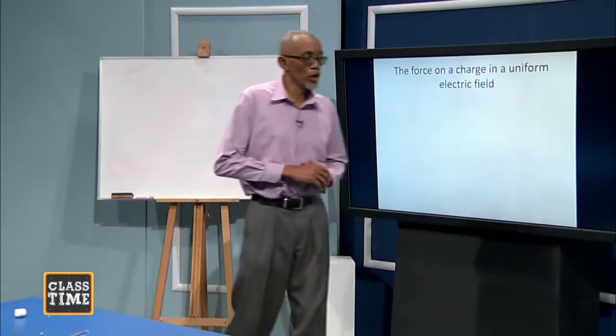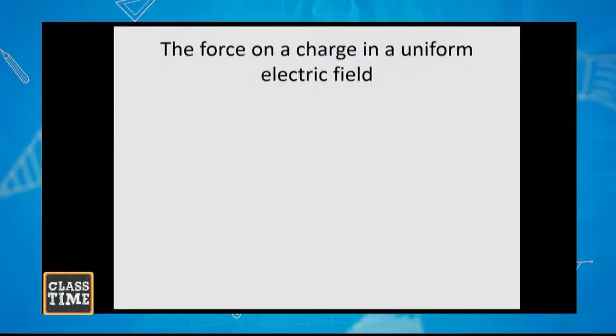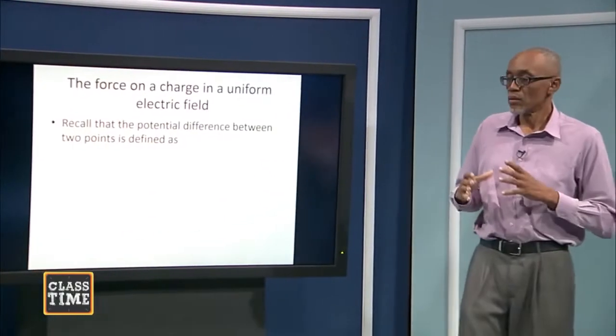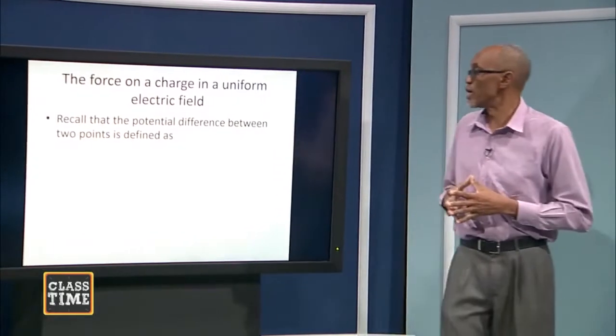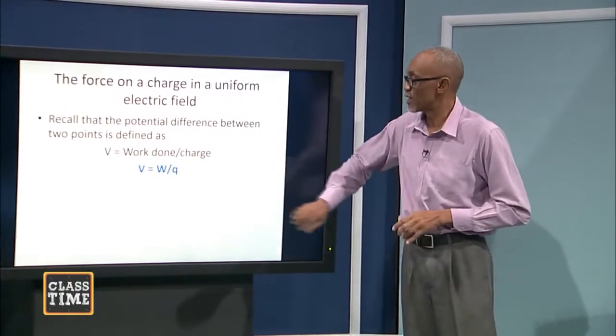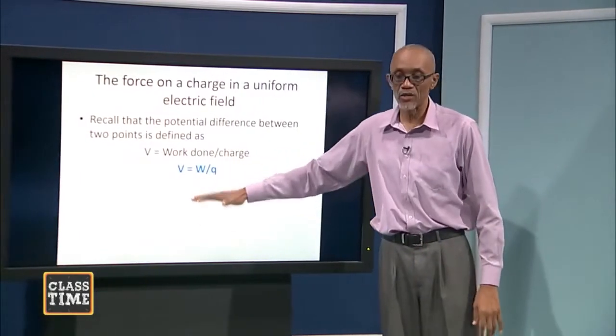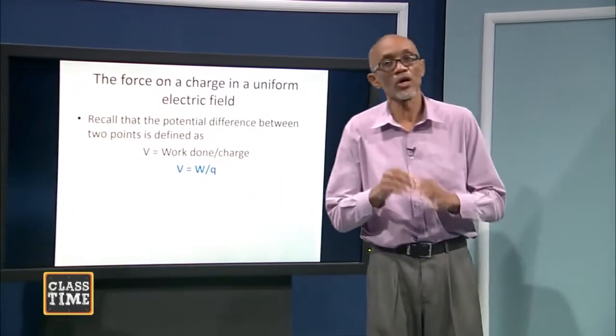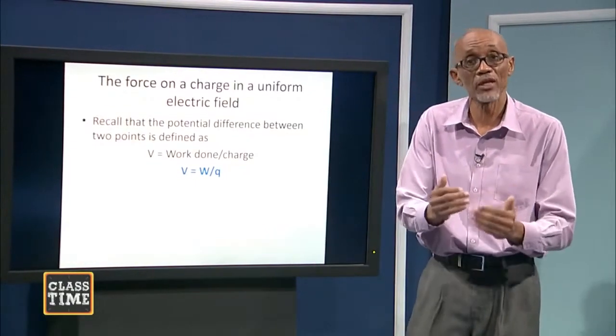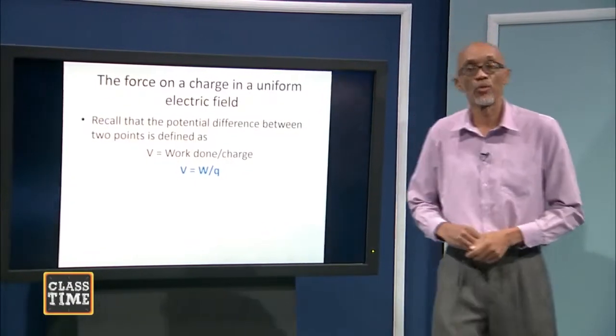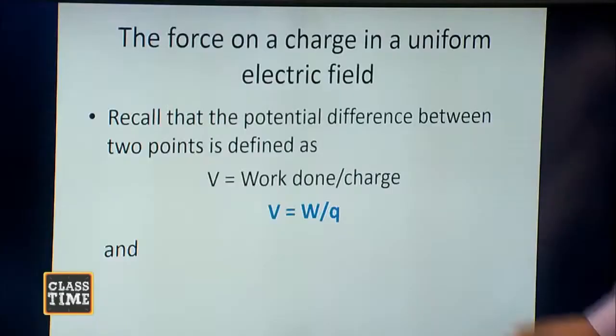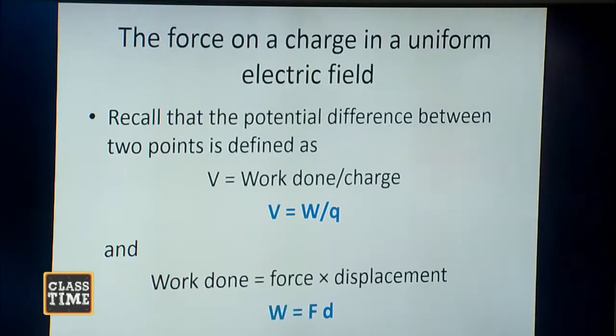All right, so we're going to look at the force on a charge in a uniform electric field. Recall that the potential difference between two points is defined as work done per unit charge. We had said that, and that is something you should know. Also, the work done is equal to force times displacement. Those two things you are expected to know.